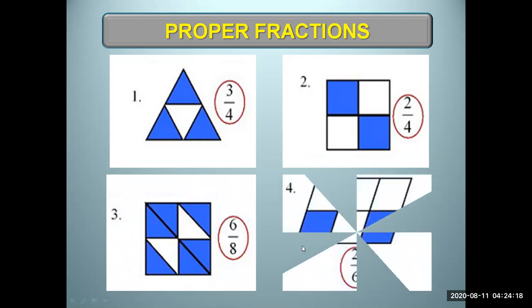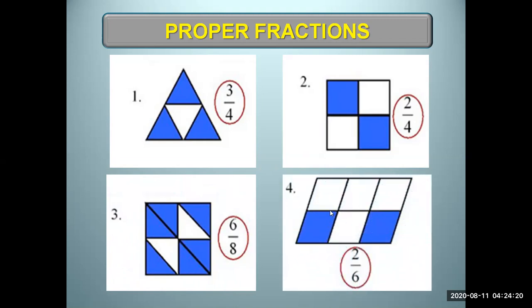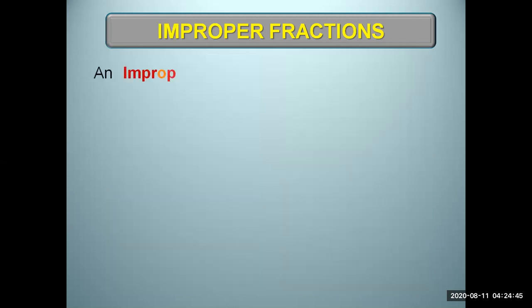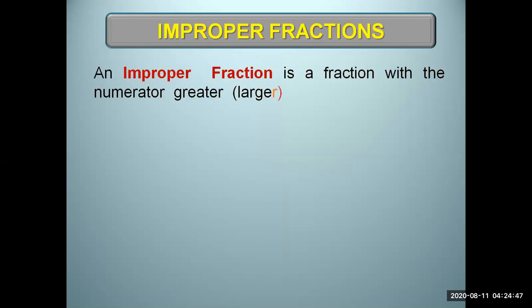Have another example. A parallelogram here which has been divided into 6 equal parts and 2 of them are colored blue. So we say the fraction is 2 upon 6. And this is also a proper fraction as the numerator is smaller than the denominator. In short, any fraction in which the numerator is smaller than the denominator is said to be a proper fraction.